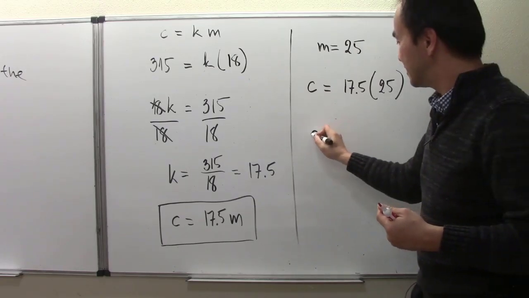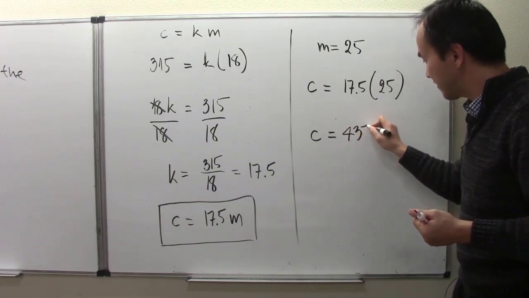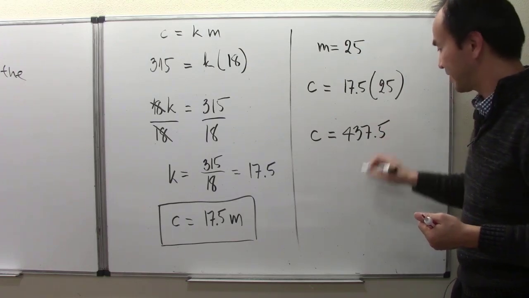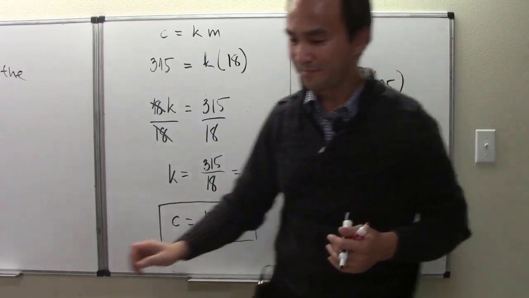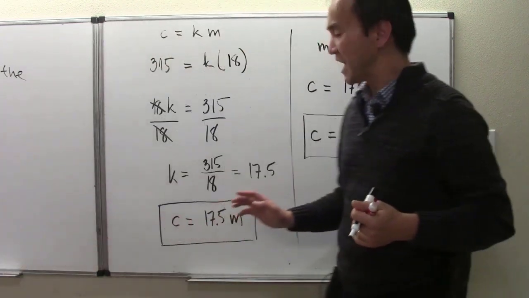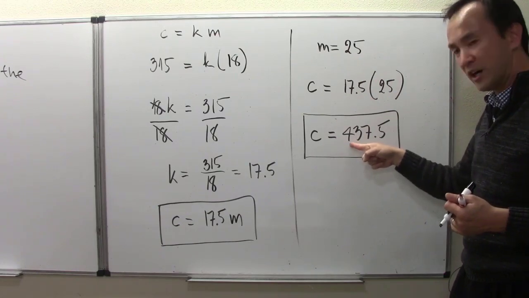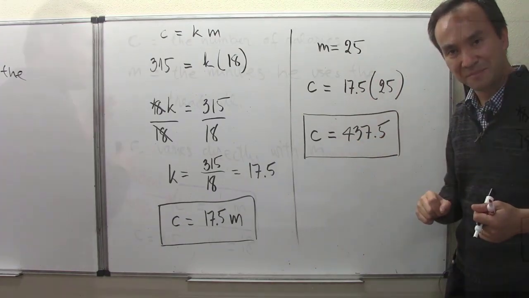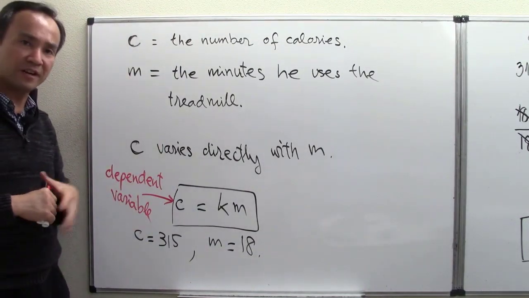So in that case, my direct calculation shows 437.5 calories. And so this is the final answer right here. That answers the question. Once again, the question was asking how many calories would he burn if he ran on a treadmill for 25 minutes. And so now I'm stating that at 25 minutes on the treadmill, he burned 437.5 calories.